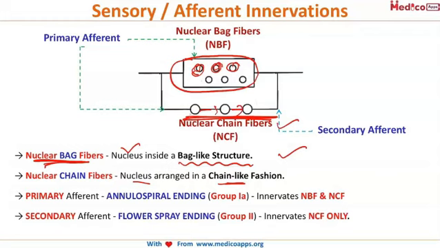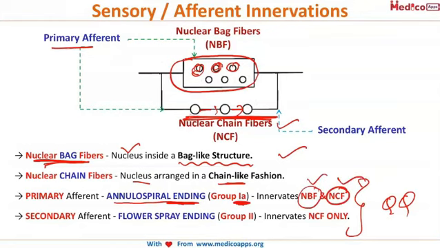What we have to understand, a very important point for the exam, is that the primary afferent, that is the annulospiral ending or the group 1A fibers, innervate both NBF and NCF. However, group 2, that is the secondary afferent or the flower spray ending, innervates only the NCF, that is, nuclear chain fibers. B and C, so C comes after B. Group 1 innervates both B and C, group 2 is only for C. Group 2 innervates the nuclear chain fibers.